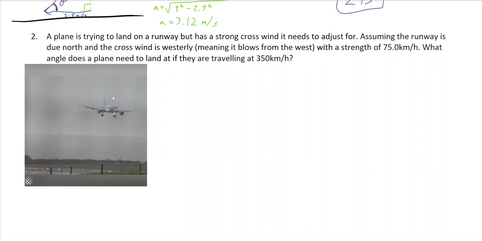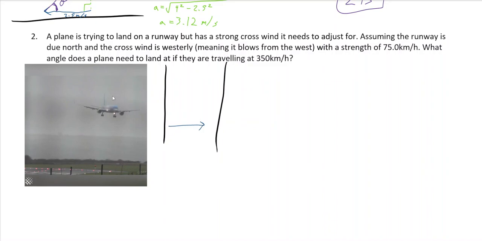Okay, so here we have a runway that is going north and south. Let's just mark that out like this. This is our runway, and we've got winds that are blowing from the west, which means they're blowing this direction. Okay, let's just do that here.